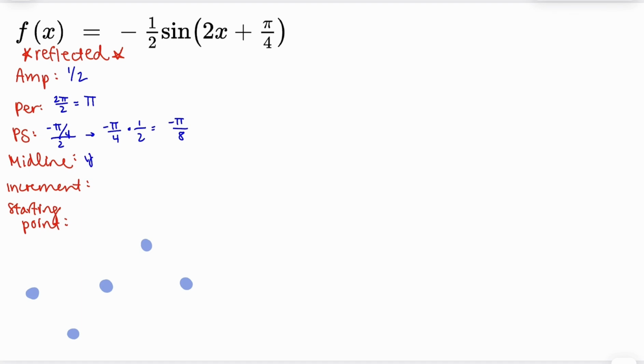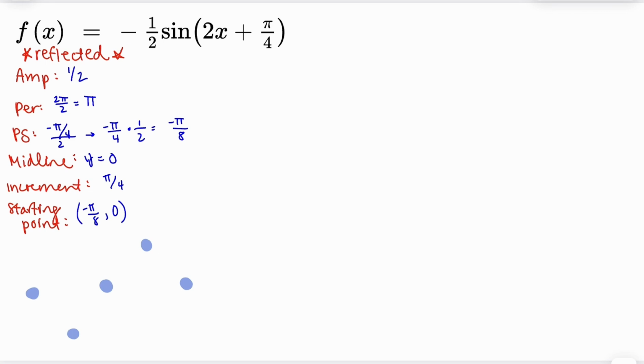My midline is going to be y equals 0. There was no vertical shift of any sort. My increment is going to be pi over 4. My starting point is going to be negative pi over 8, 0. Okay, because it was horizontally shifted but not vertically shifted.